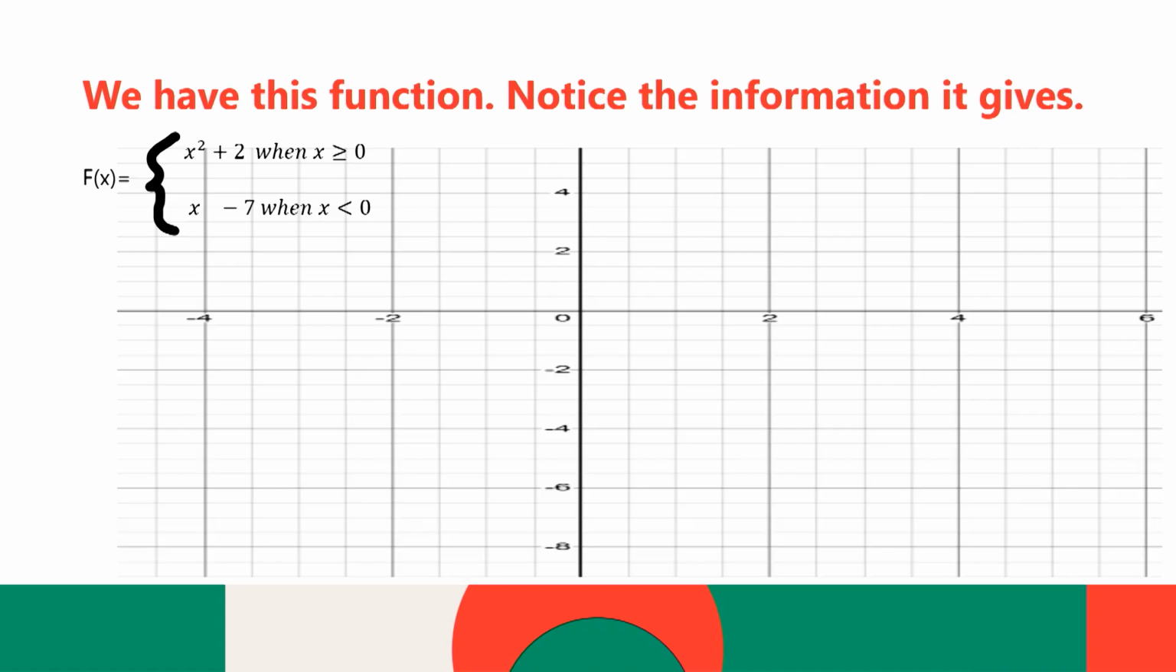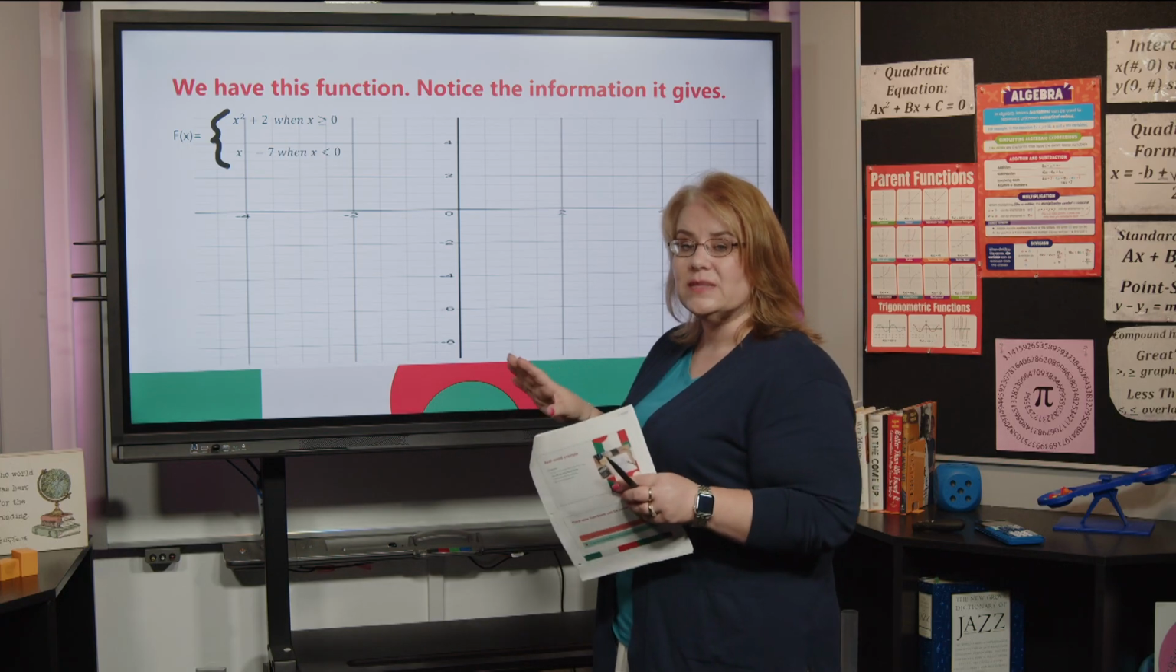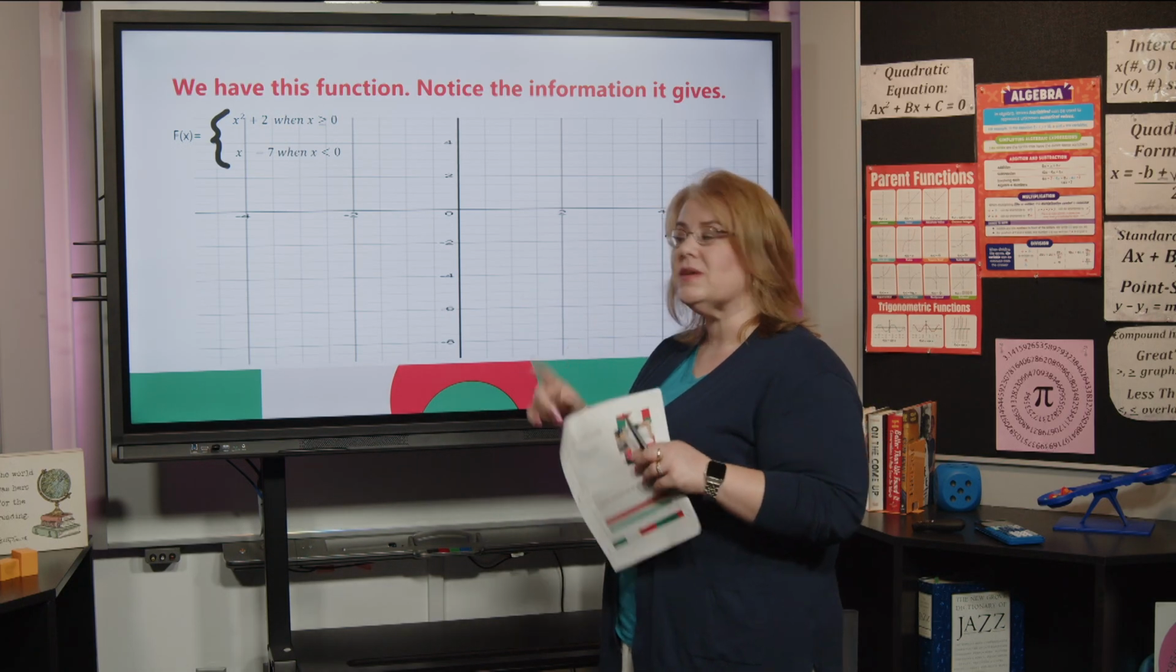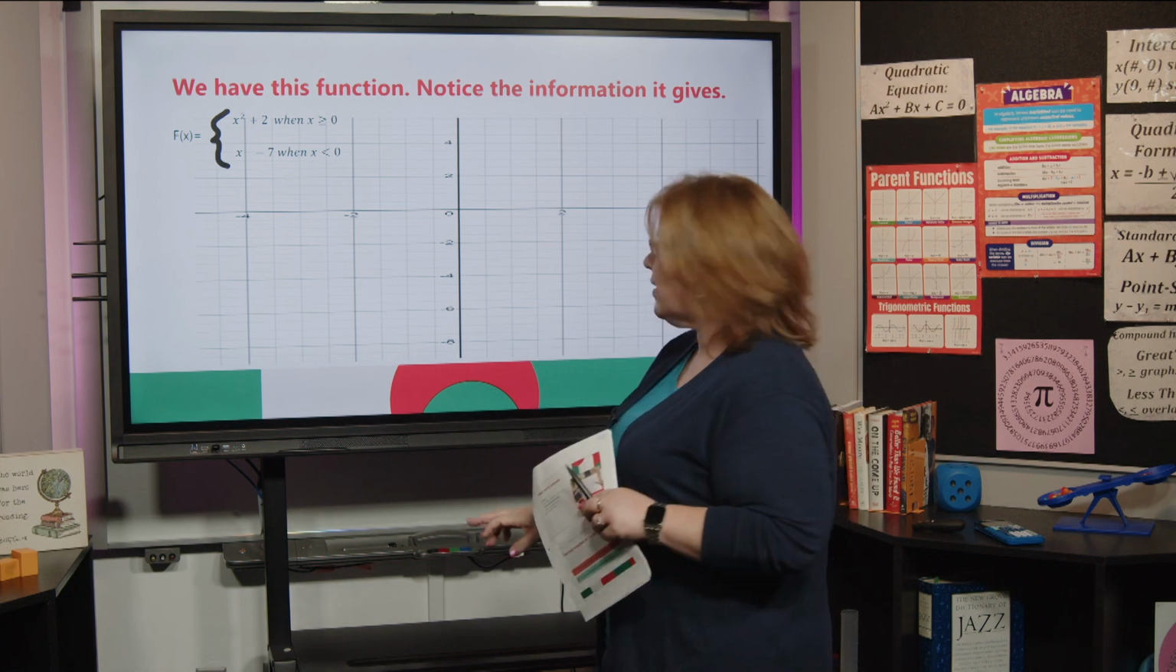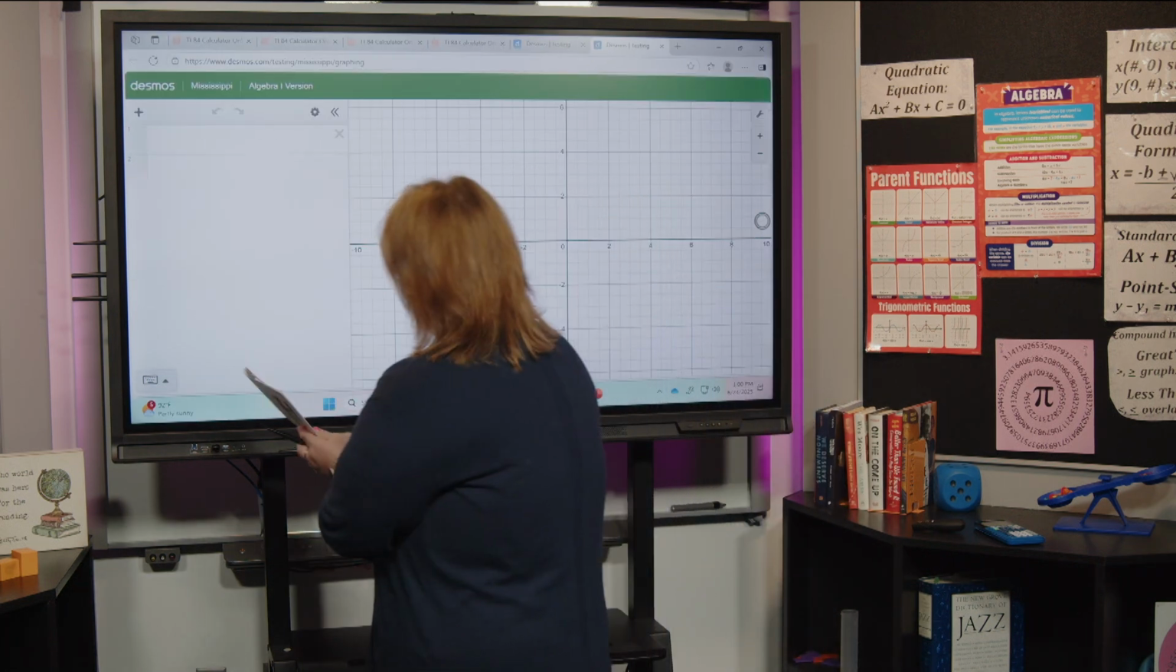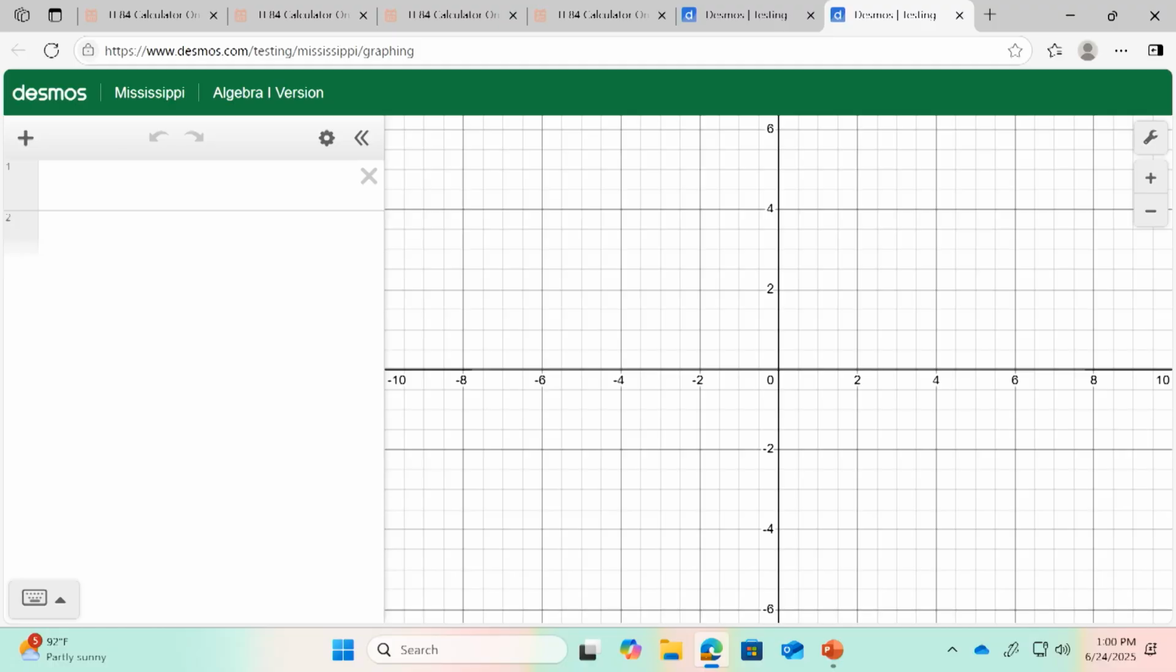So what we're going to do is we're going to put this into our Desmos. So everybody go ahead and pull up Desmos. I'm going to pull it up here and watch and see what I do. All right, so here's my Desmos. And I'm going to go ahead and put in these different limitations and see how it graphs.